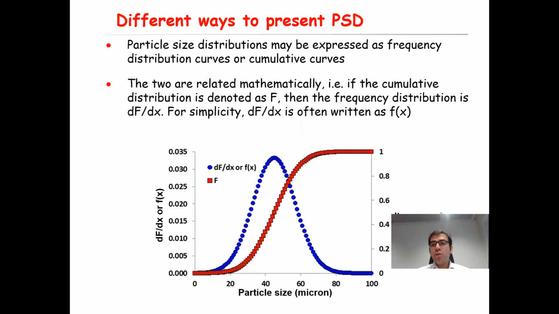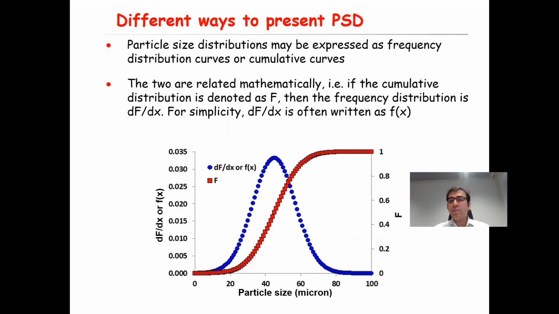In any case, no matter what method you use, for your particle size distribution you need to find a way to present it. There are two common ways to present particle size distribution. One is called frequency distribution. The other one is cumulative distribution. They are mathematically related. The frequency distribution is the derivative of the cumulative distribution.